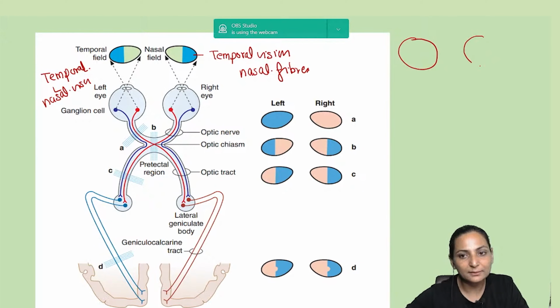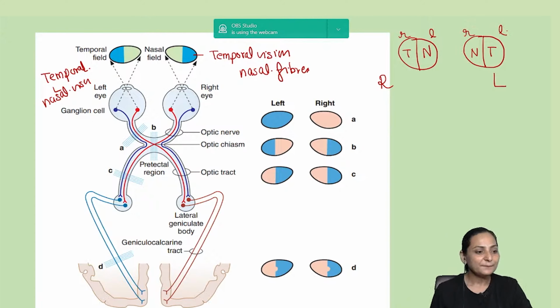Right? When the defect is in the optic nerve. Suppose this is the right eye, this is the left eye. These are the nasal fields and these are the temporal fields. Now for our convenience, just label right and left, so that we understand the homonymous and the heteronymous in an easy way.